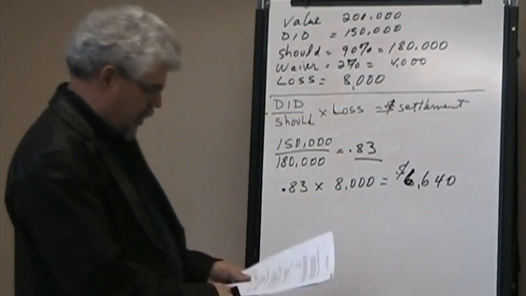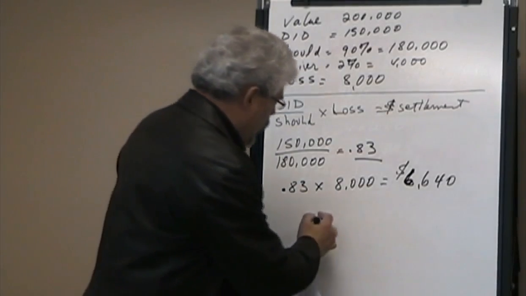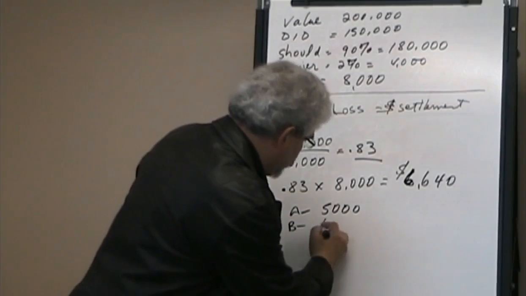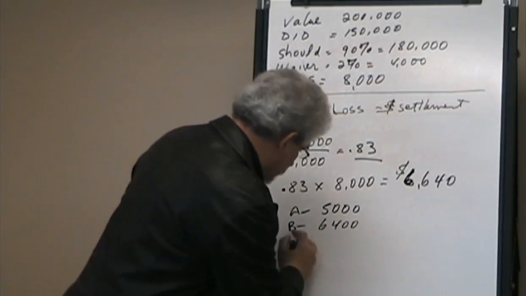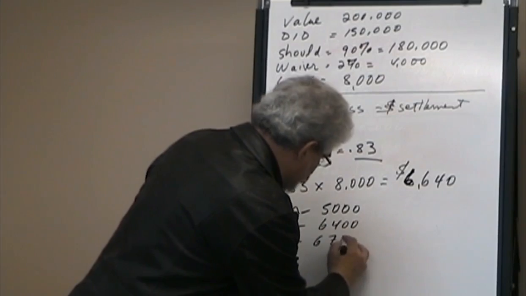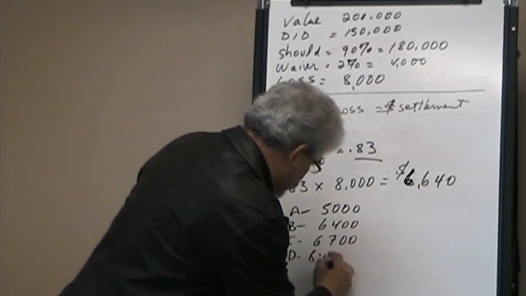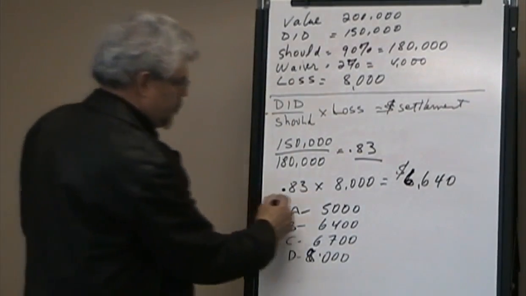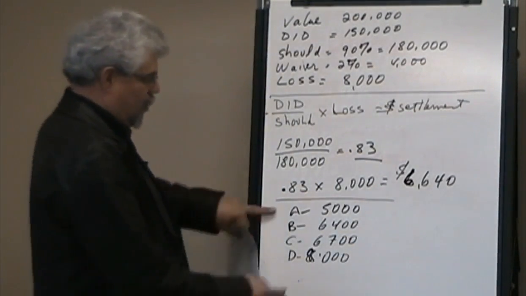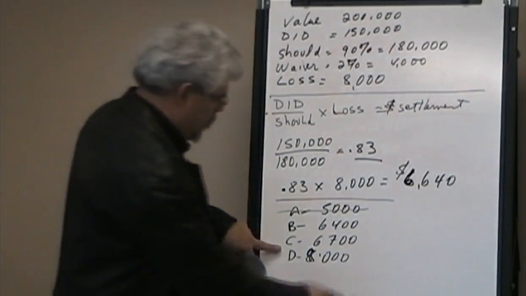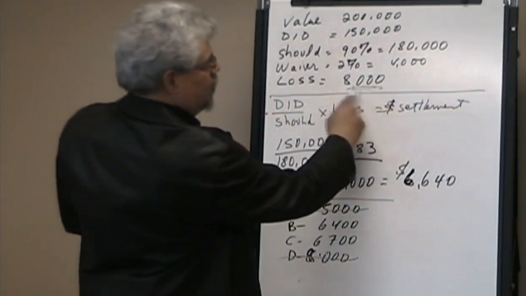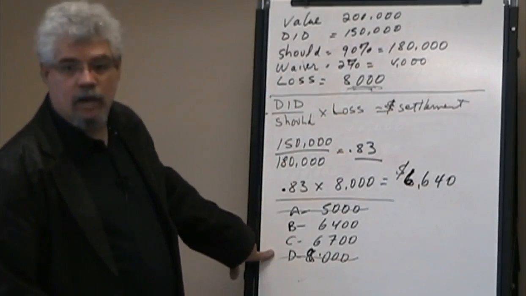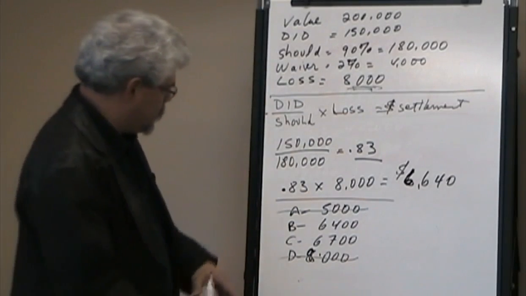So what are our options in the answers? We have 5,000 as A. We have B as 6,400. We have C at 6,700. We have D at 8,000. So these are our multiple choice answer options. Well, 5,000, that's not it, it's too far. 8,000, which is funny, kind of works out to that one too. They'll throw that in too, eh? They'll put the whole amount of the loss in the question just in case you don't calculate it right.